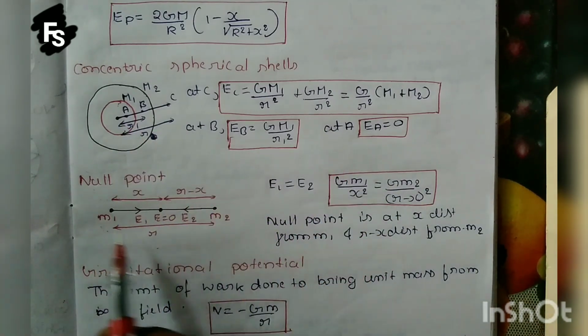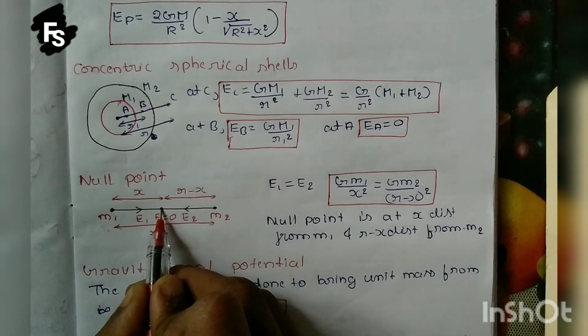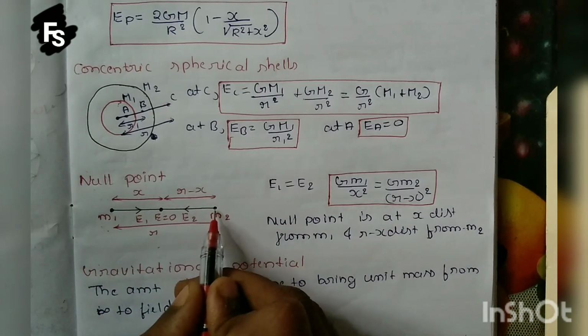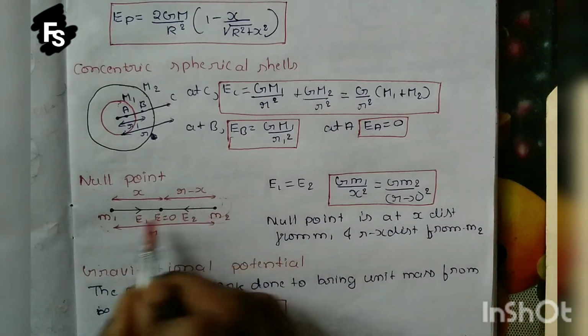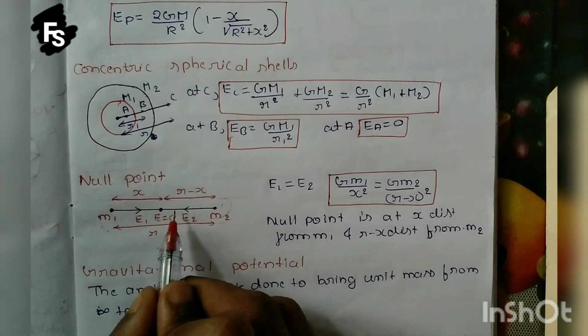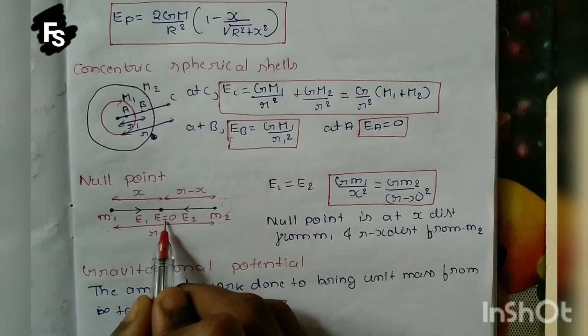Point A is 0. Let's come to the null point. What is a null point? Null point means the point where the gravitational field is 0. Here, this is M1, this is M2. The gravitational field due to this is like this, and due to this is like this. Where it is null between these two masses, this is a null point. E is equal to 0.